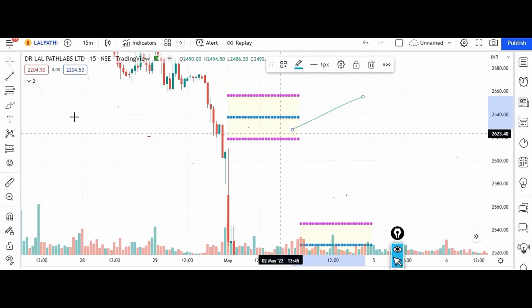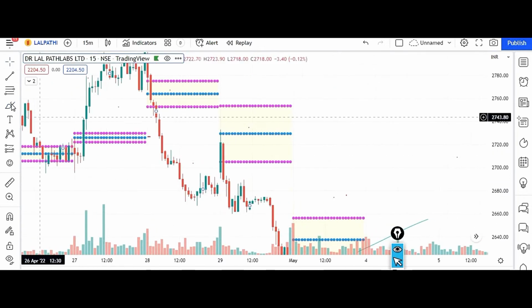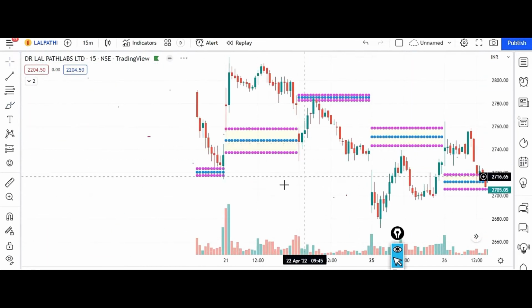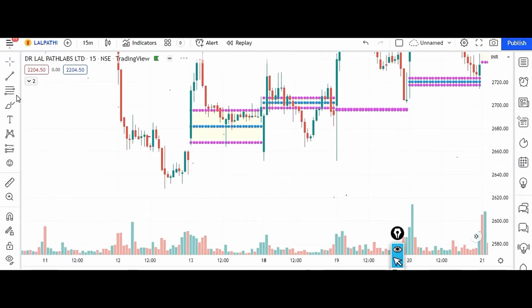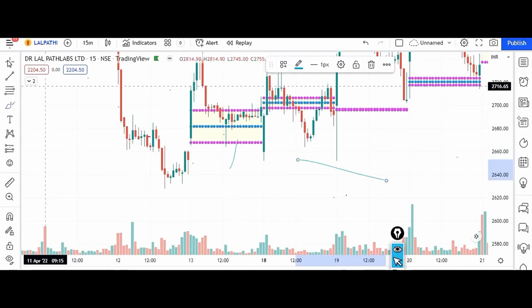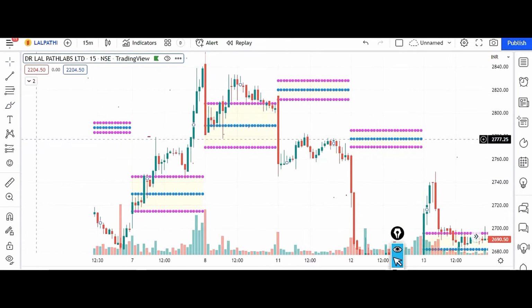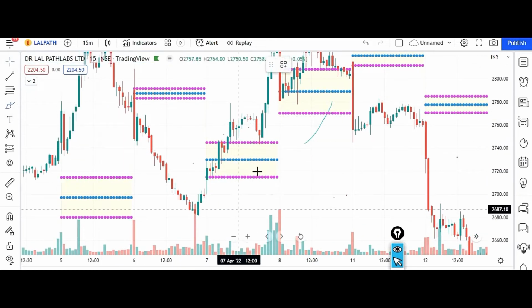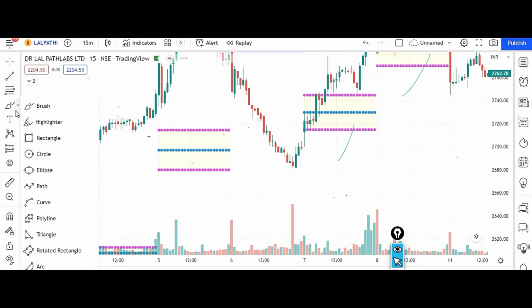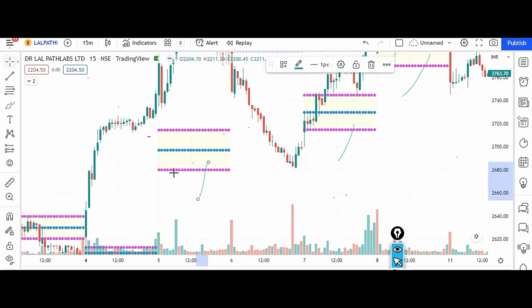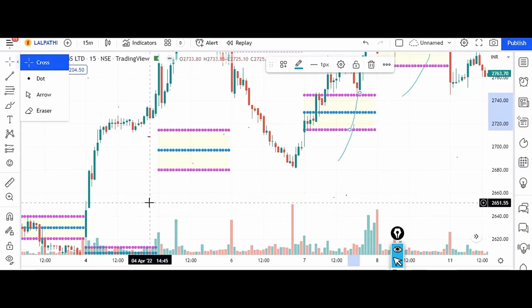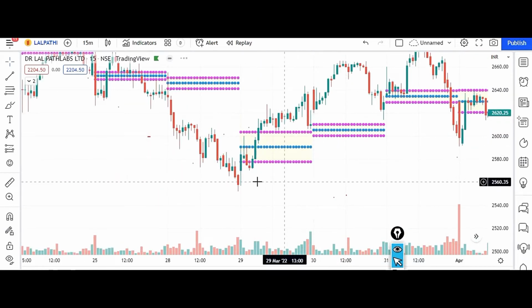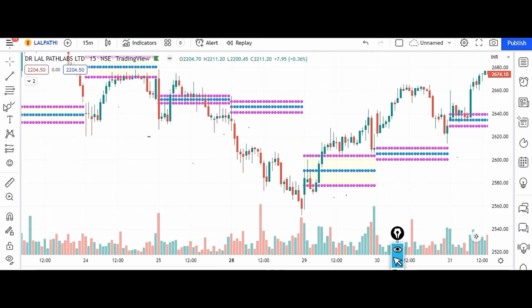Okay, this is wide range CPR, this is wide range CPR, this is also wide range CPR.